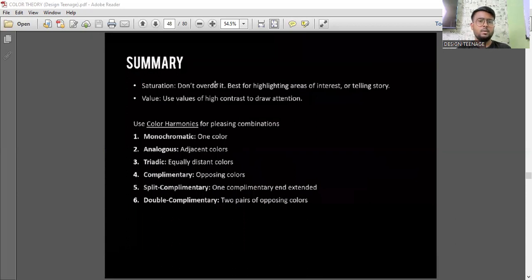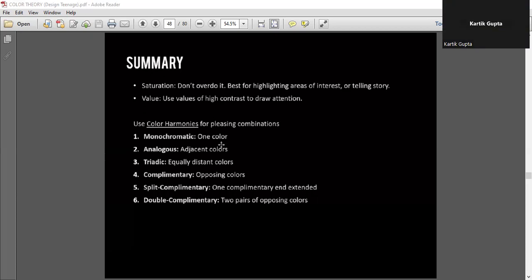So over here we have come to the end of the different color schemes. Saturation: don't overdo it. Best for highlighting areas of interest or telling a story. Use values of high contrast to draw attention. Use color harmonies for pleasing combinations. Monochromatic, one color. Analogous, adjacent colors. Triadic, equally distant colors. Complementary, opposing colors. Split complementary, one complementary and extended. Double complementary, two pairs of opposing colors. This is all we have.